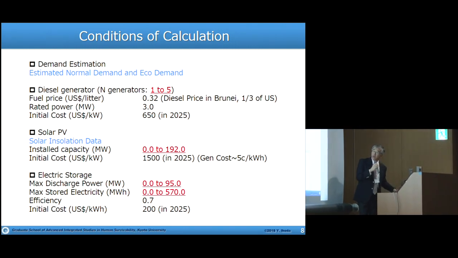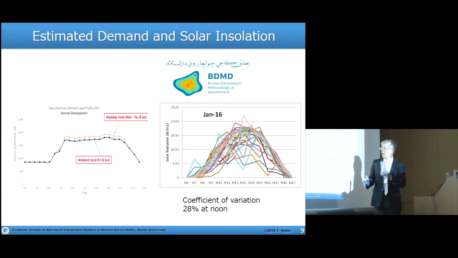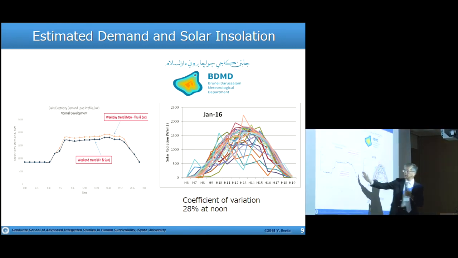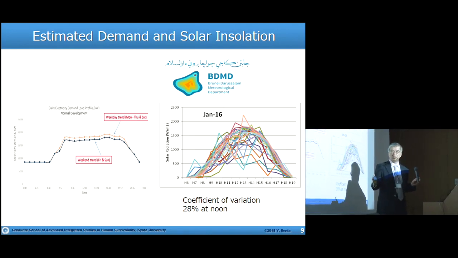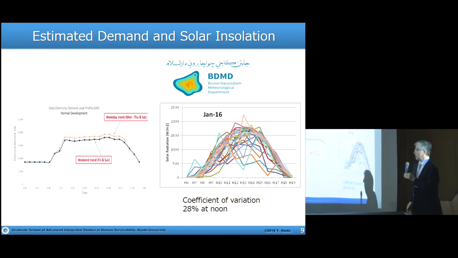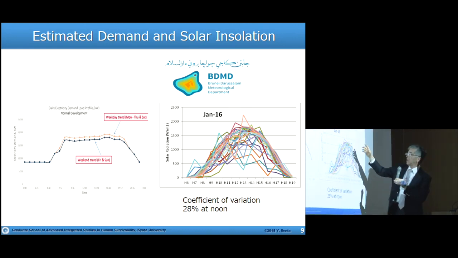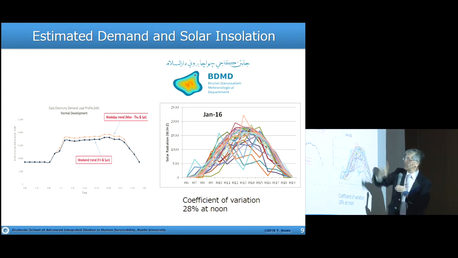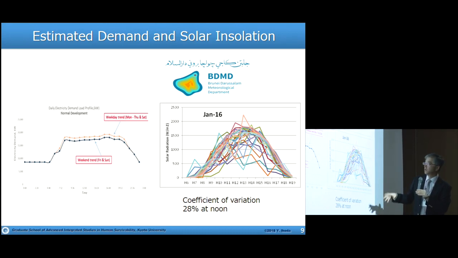So next is the example of the demand and solar insulation. These are the estimations for just one day, but our calculation includes 1 year, and the time step is just 1 hour. So the number of time steps is about 8,000 or so. Here is an example of solar insulation in January 2016. The insulation is fluctuating in this way, so we need to consider this fluctuation in the calculation.